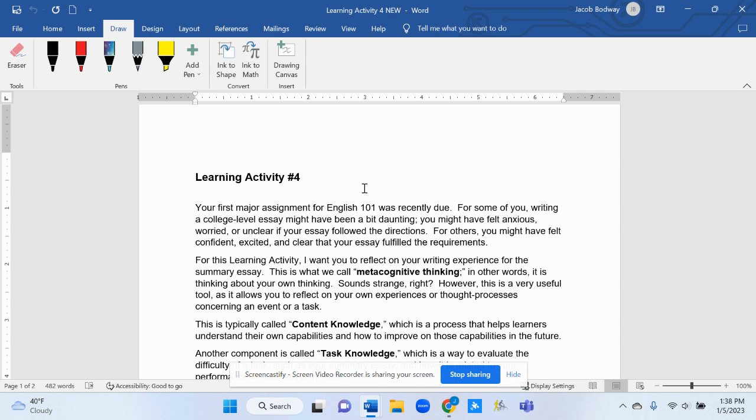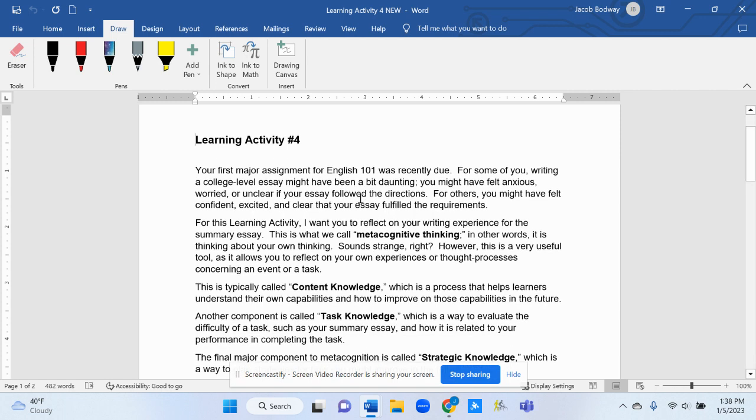That's great. A lot of my students feel the same way. So don't feel as though you are unique or somehow excluded from other students in the course. For this learning activity, I want you to reflect on your writing experience for that summary essay. And this is what we call metacognitive thinking. In other words, it's simply thinking about your own thinking or thinking about your own experiences.